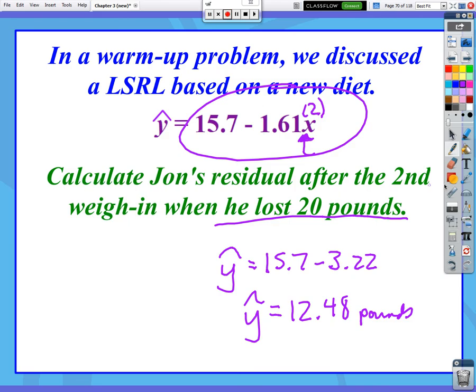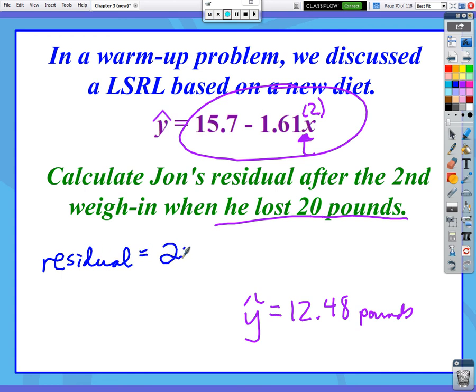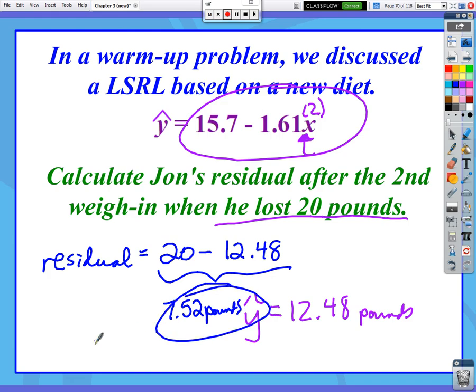Now, he actually lost 20 pounds. So the residual, let me clear some space here now. His residual is the actual amount of weight he lost, 20 pounds, minus what we believed he would have lost after the second weigh-in. And so that difference is going to be 7.52 pounds. So we were 7.52 pounds off from what we thought he would have lost after the second weigh-in.